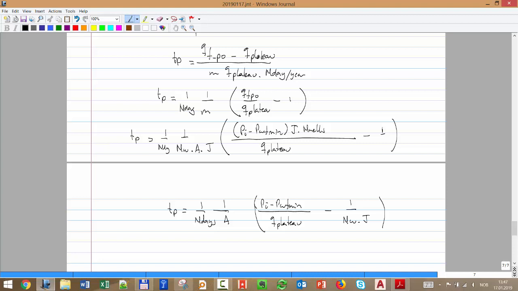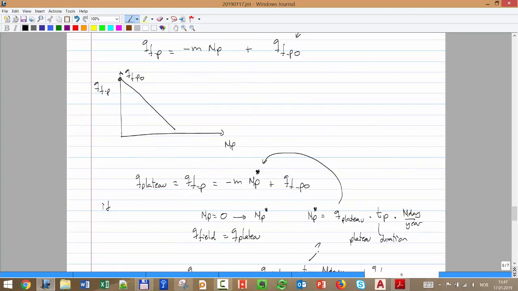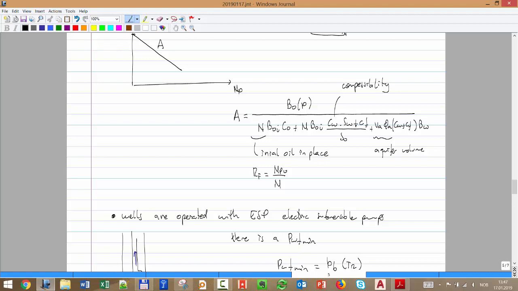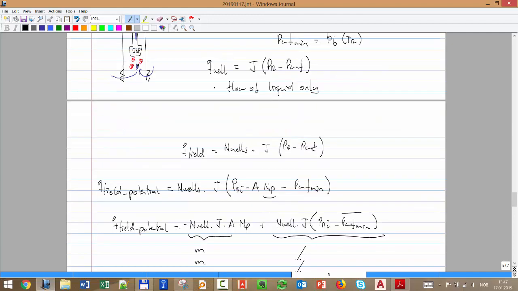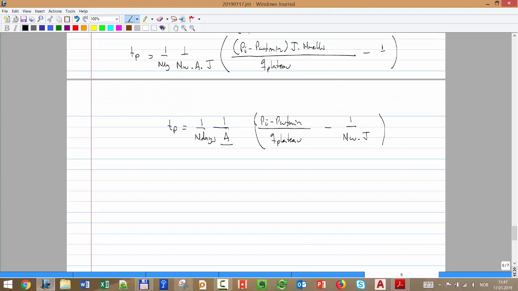But let's say, what happens if I have a bigger reservoir? This A depends on the initial oil in place, and if N becomes bigger, then A becomes smaller. According to that equation, a higher N gives you a smaller A, and that gives you a higher TP, which makes sense. The decline will be, yes or no?